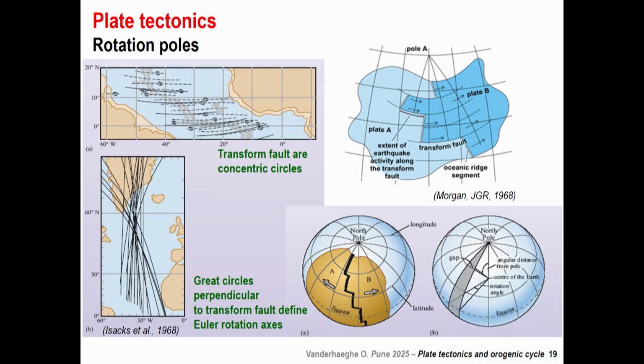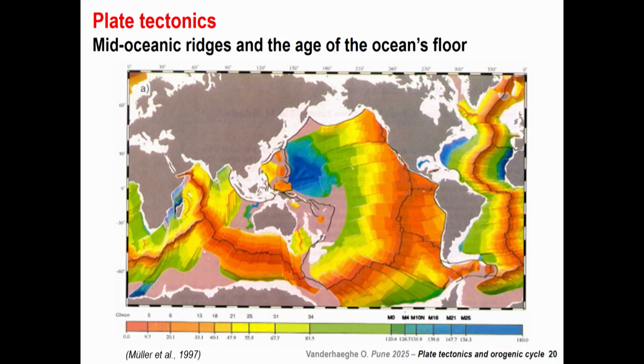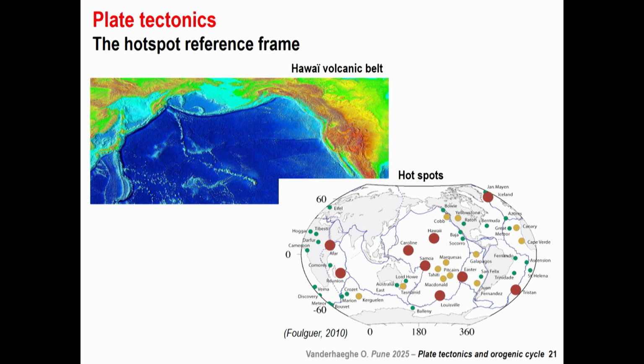So we now have all the tools to reconstruct plate tectonics. We can identify the poles with the transform faults. We can then have a model of plate motion with the transform faults and the axis of rotation. We come back to that.